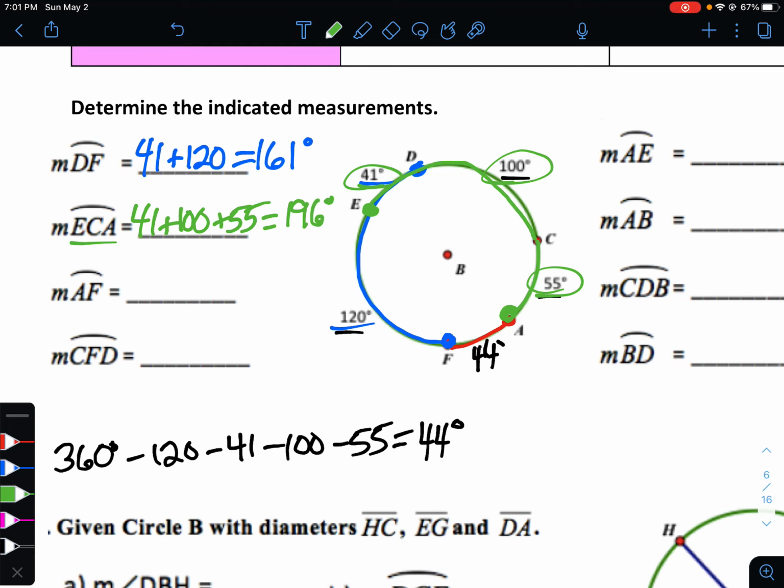The next one's going to be pretty easy. The measure of arc AF, that was one that we found at the beginning, the one that was missing from the rest of the circle, and that's going to be 44 degrees.